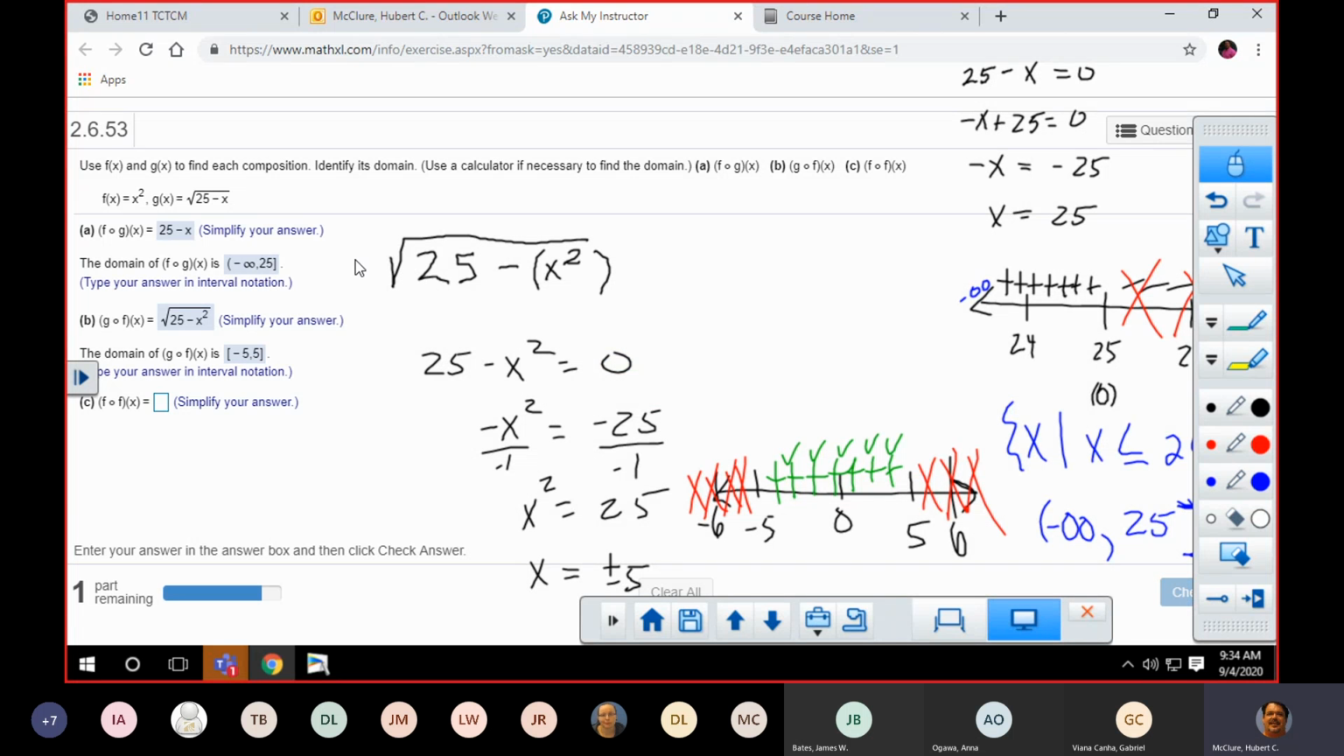All right, now you do F composed of F. I'm going to let y'all do that one, because that one's pretty simple, since it doesn't have a radical. So what would be x squared raised to the second power? Somebody give me that. Okay, that would be x to the 4th, Hubert.